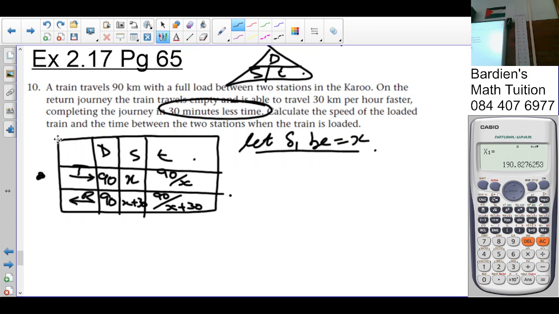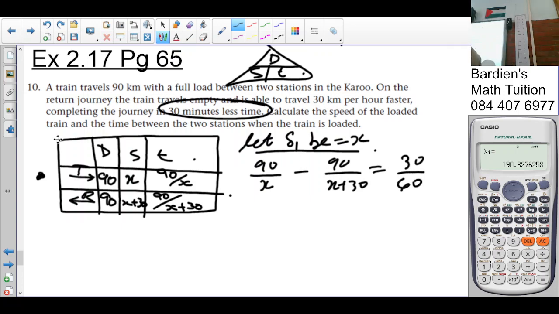So the difference between the two is going to be 30 minutes, which is 30 over 60. Which time is a larger time? The first time or the second time? The first one, no? It takes longer with a loaded train. So it's going to be 90 over x minus 90 over x plus 30 equals the difference between the two, which is 30 over 60, or you could have written it as a half. This is number 10.